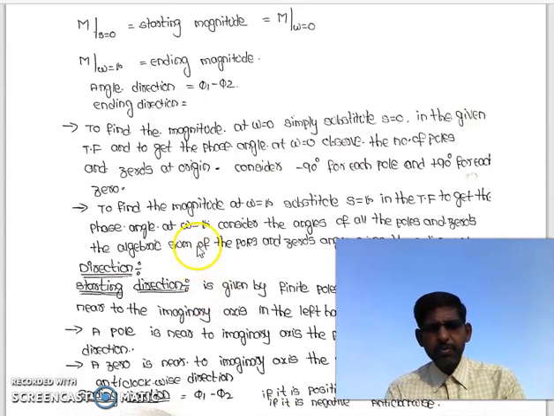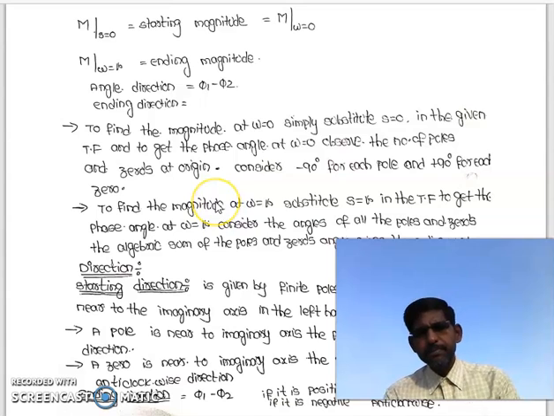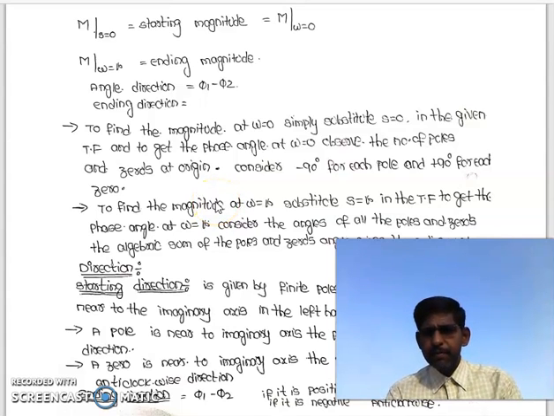To find the magnitude at omega equal to 0, simply substitute s equal to 0 in the given transfer function. And to get the phase angle at omega equal to 0, observe the number of poles and zeros at the origin. Consider minus 90 degrees for each pole and plus 90 degrees for each zero. Wherever we are getting a zero, we need to consider plus 90 degrees. Wherever we are getting a pole, we need to consider minus 90 degrees. Keep that in mind.